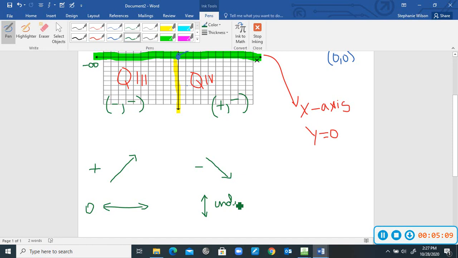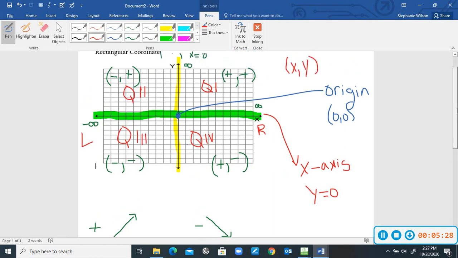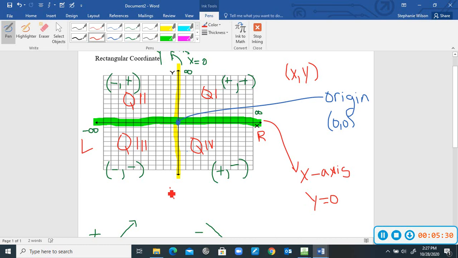And let's talk about how we read. If we are looking at our x-axis, we always read it left to right, meaning we always list our smaller number first and our larger number last. And on my y value, how do I read it? We start at the bottom. This is negative infinity down here. And we go up to the top to positive infinity. And again, you read it smaller number to larger number.